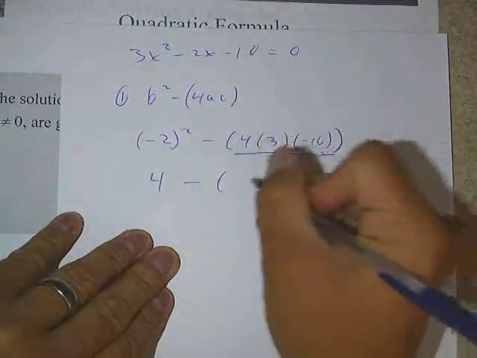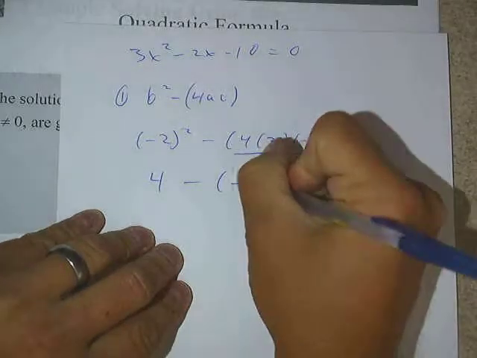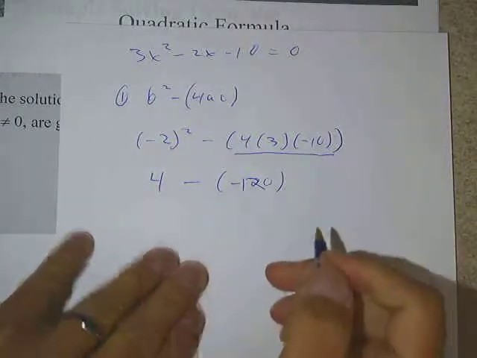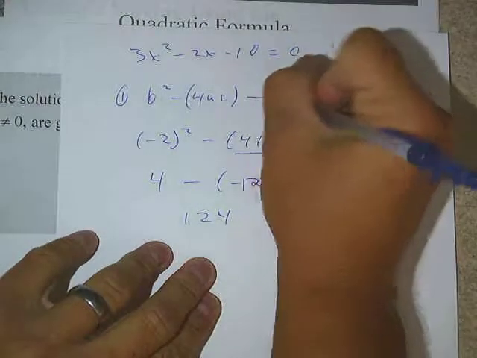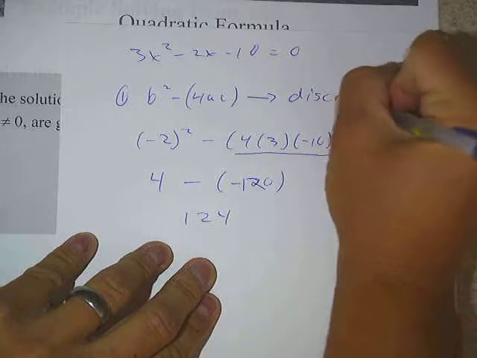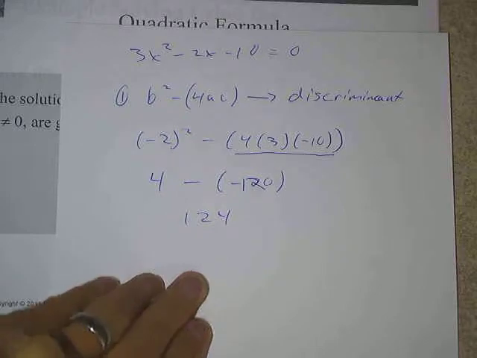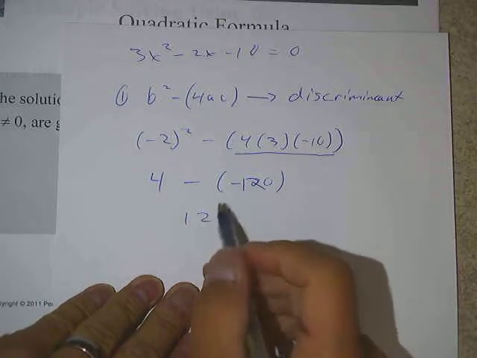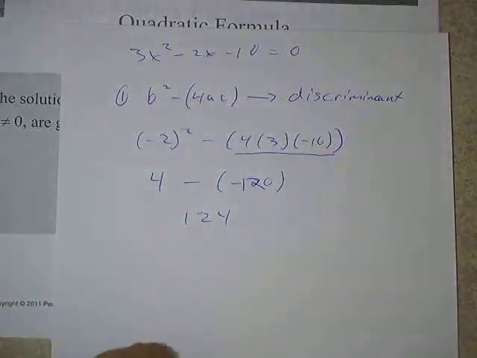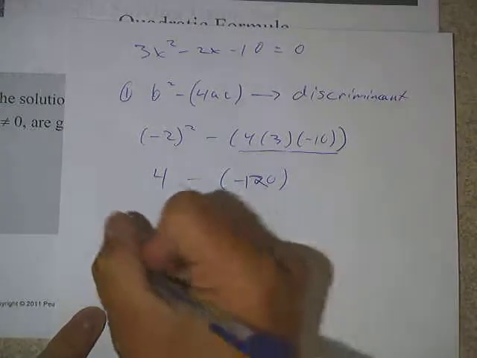So if I do that, I'm going to get 4 minus, and in the parentheses, I'm going to get negative 120. So that would make 124. And this actually has a name. This is called the discriminant. We'll talk about that later, but we're calculating the discriminant first. There's information about the equation we can get from the discriminant, but again, we'll leave that for later. Right now, we're just going to focus on the solving part.